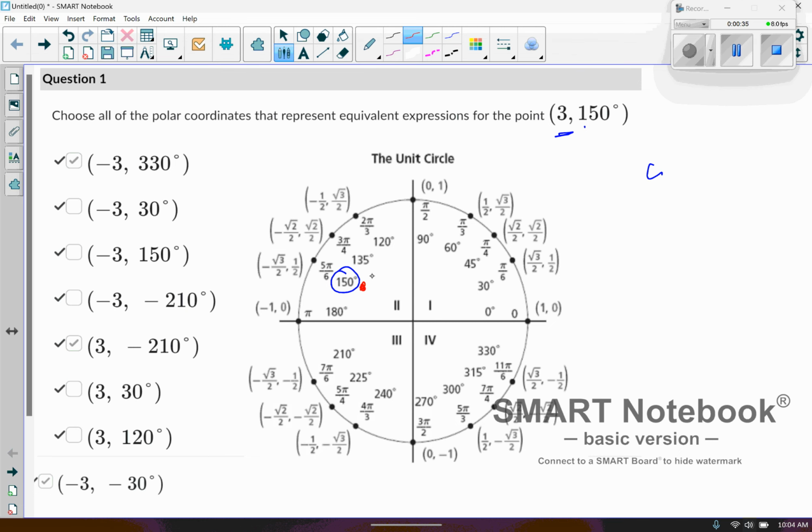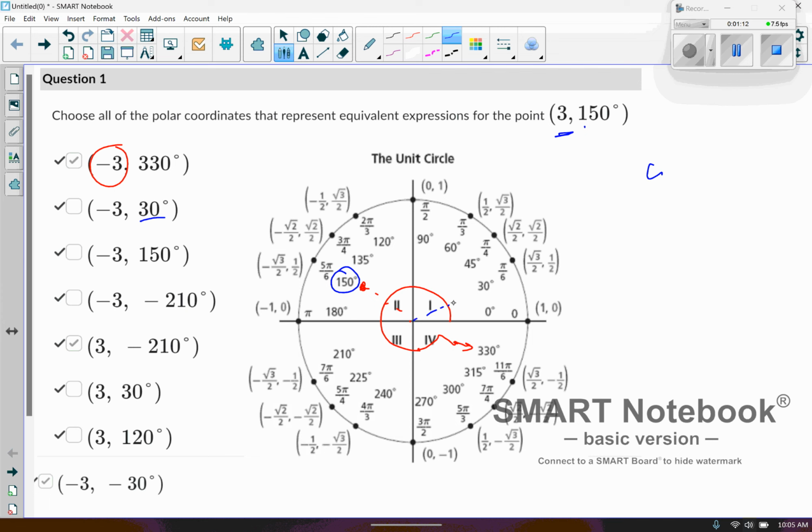And so now we have to figure out which ones are equivalent. So I'll go through a couple of these. So the first one is equivalent because you're rotating 330 degrees. So you rotate 330 and you're looking towards this, but since my R value is negative, you go in the opposite direction. Instead of going towards that angle, you go 180 degrees in the other direction. So I would end up right on top of the original point that I'm trying to figure out what I'm equivalent to.